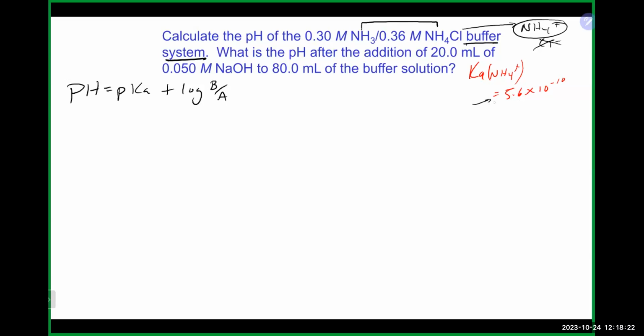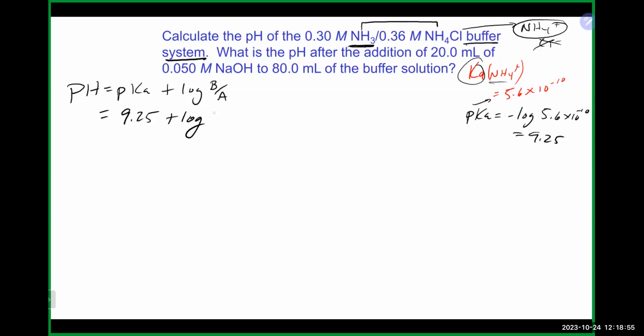I'm going to get my pKa from here: minus the log of 5.6 times 10 to the minus 10. I believe that should give us 9.25. That's going to give us 9.25 plus the log here. It's important to get the base on top. Which one is the base? It is NH3, as that's the Ka for this guy, which would make it obviously the acid part. Remember, the acid should have one more hydrogen, so it could give it away.